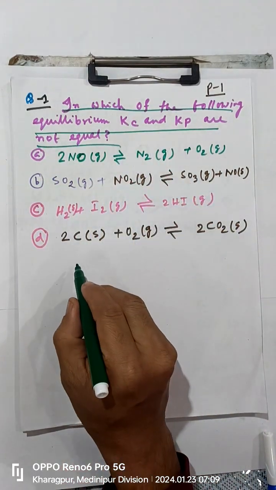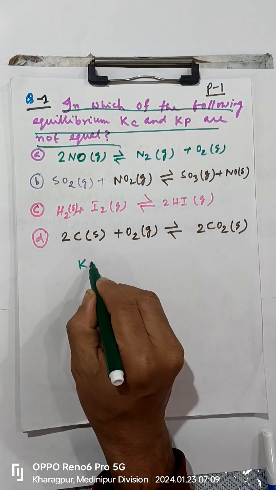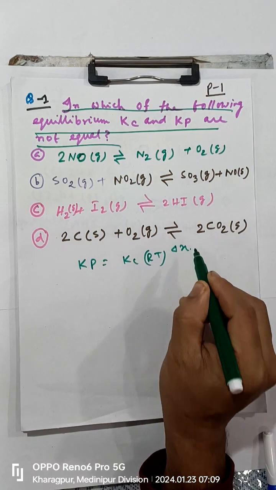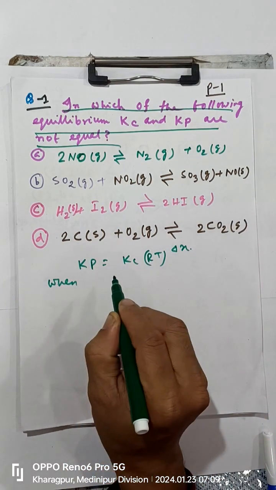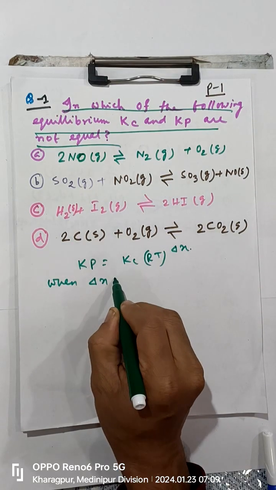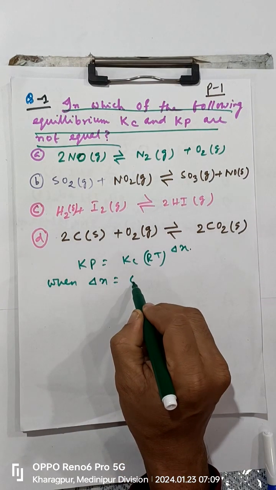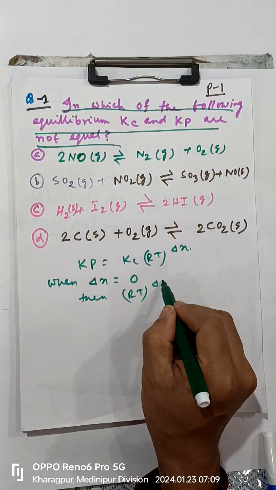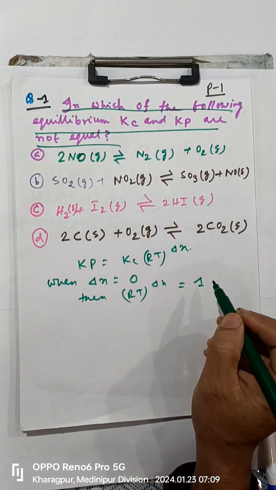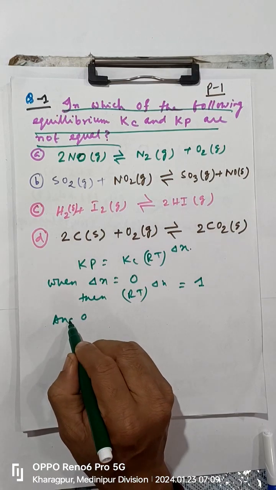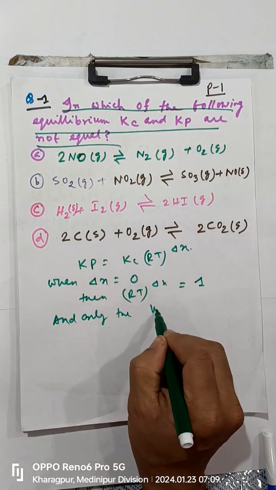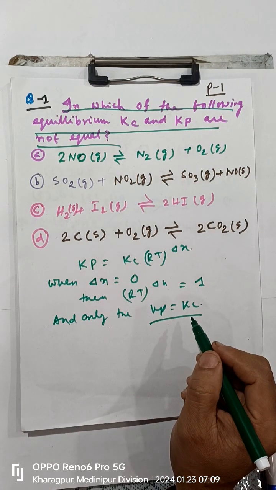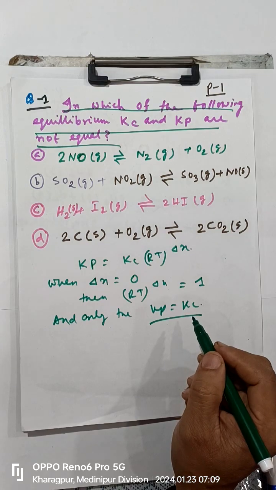All of you know the relation between Kp and Kc: Kp is equal to Kc into RT to the power delta N. When delta N is equal to 0, then RT to the power delta N is equal to 1, and only then Kp is equal to Kc. So you have to find out from the above reactions A, B, C, D where delta N is not equal to 0.